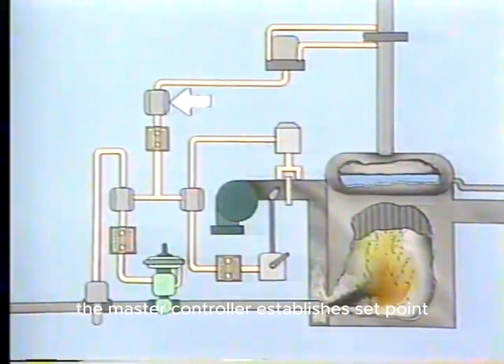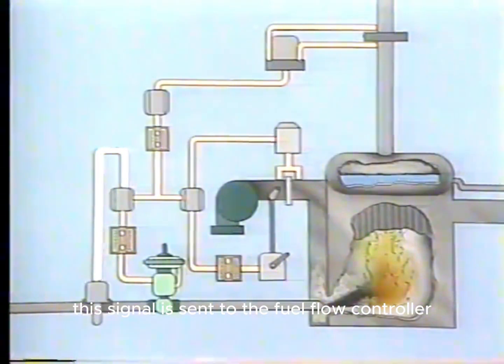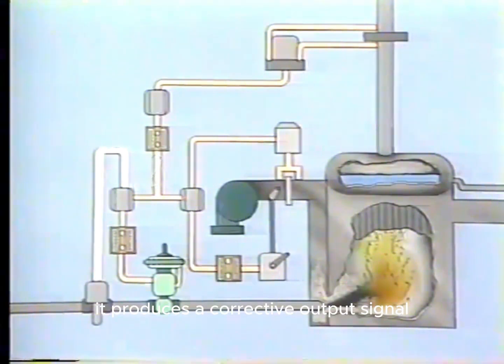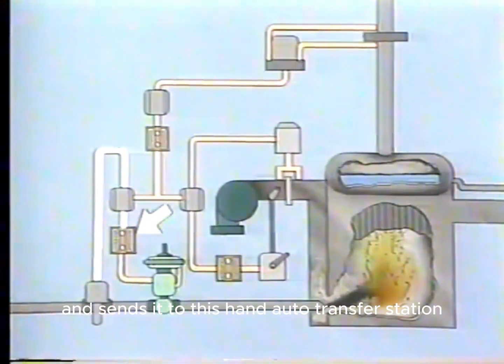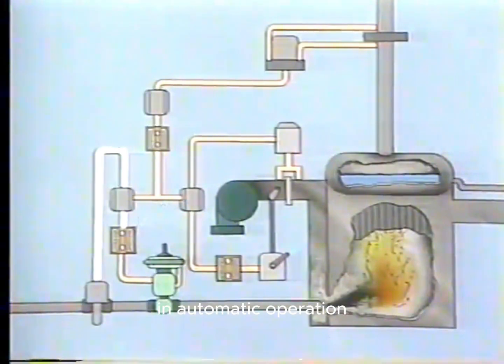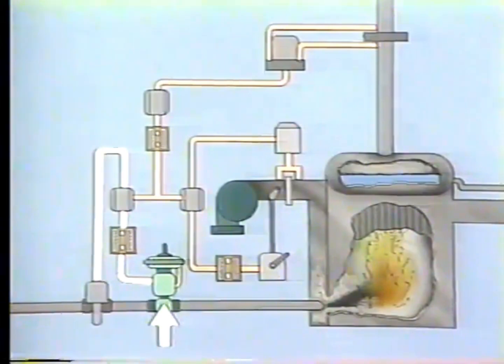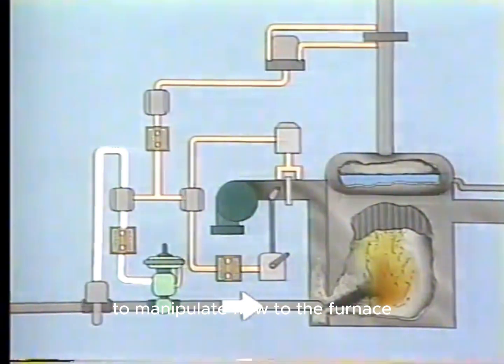The master controller establishes set point for the fuel flow controller. The transmitter produces a signal that represents the value of fuel flow. This signal is sent to the fuel flow controller. The fuel flow controller compares this signal to set point and computes any difference. It produces a corrective output signal that represents that difference and sends it to this hand auto transfer station. In automatic operation, the signal from the fuel flow controller passes through the transfer station and is sent to the final control element. The final control element positions a valve in the fuel line to manipulate flow to the furnace.